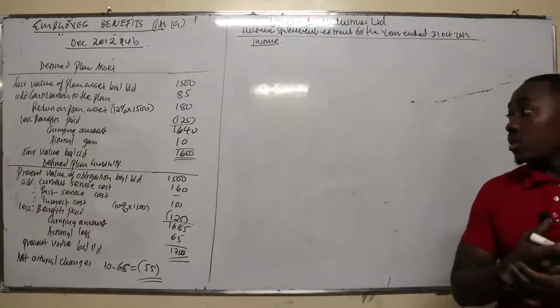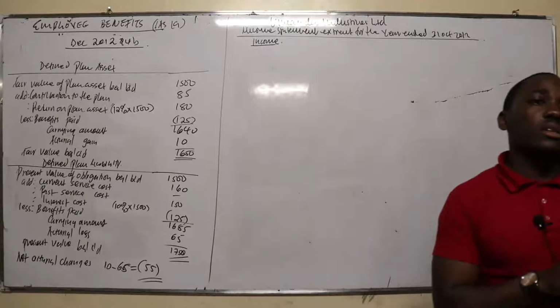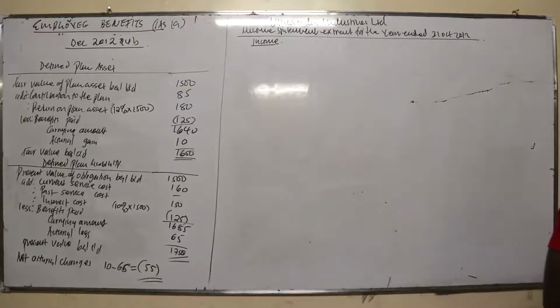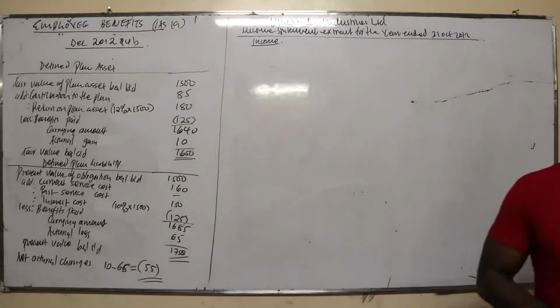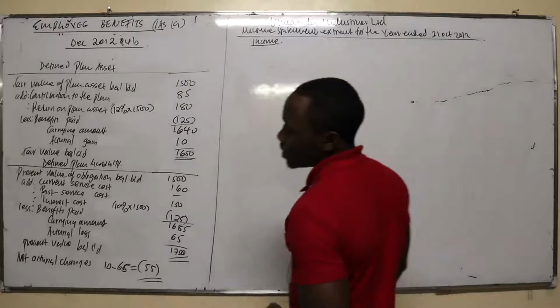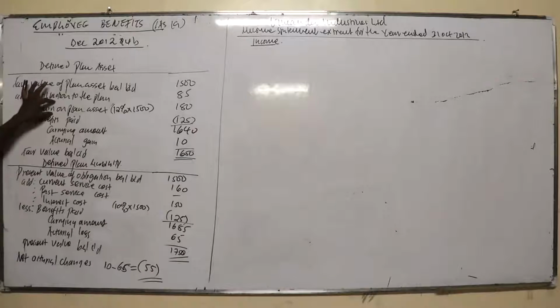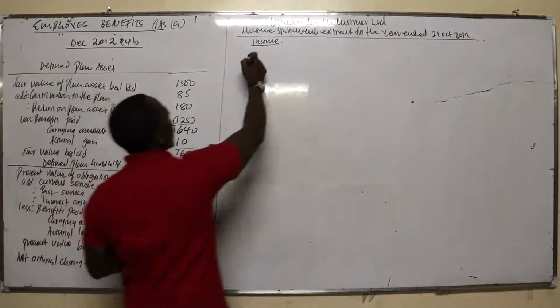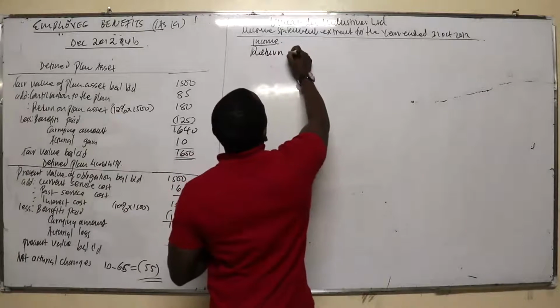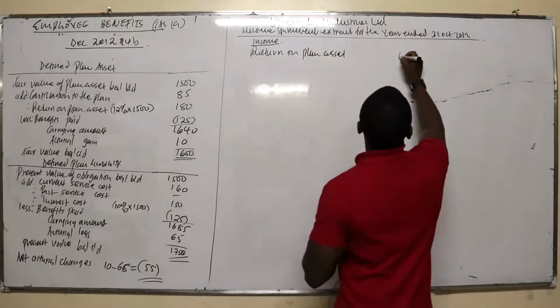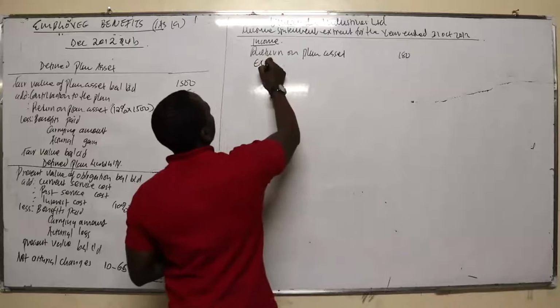Actuarial? Actuarial again. What else? Contribution. None of the above. Actuarial gains, we have said that it goes to other comprehensive income. That's after you get the profit, so it does not go to the income. Contribution is what you invest to get returns. Are you together? So the return on the plan asset is what goes to the income. So return on plan asset, an amount of 180. Then we go to the expenses.